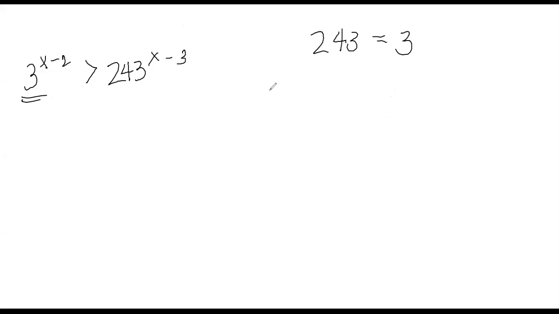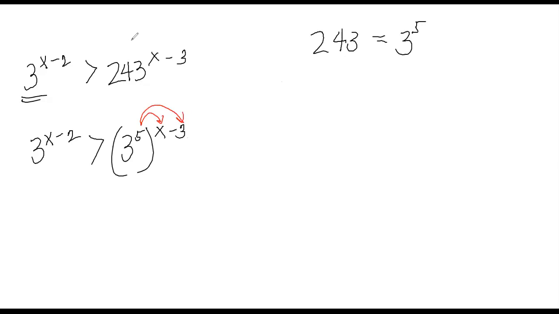So, what is the exponent of 3 to obtain 243? 5. Okay, 5. So, we need to substitute 243 by 3 raised to 5. So we have 3 raised to x minus 2 is greater than 3 raised to 5 in substitute of 243. And then apply the law of exponent. Distribute. I put an arrow, right? So we have 3 raised to x minus 2 is greater than 3 raised to 5 times x minus 3.